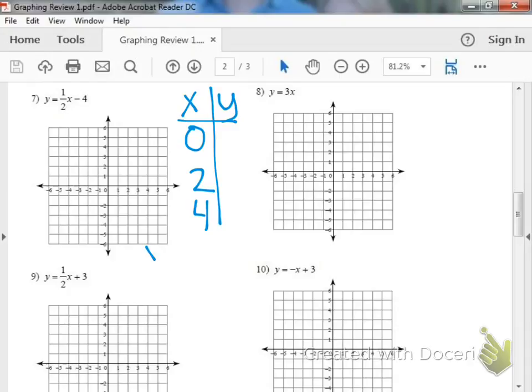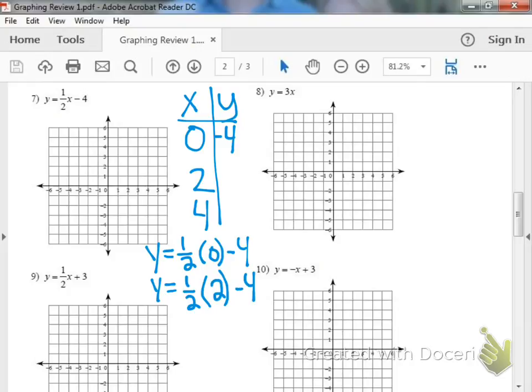So, do you guys remember that ABC button on your calculator? This is when you would use it. 1 ABC 2 times 0 minus 4. Very good. You get a negative 4. We're going to do 1 ABC 2 times 2 minus 4. Negative 3. And 1 ABC 2 times 4 minus 4. Negative 2. Now I'm going to graph those three ordered pairs.